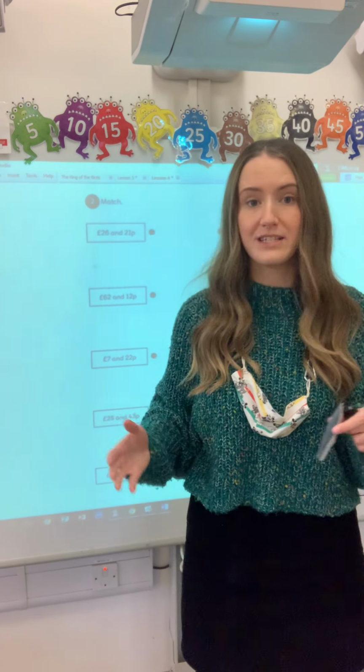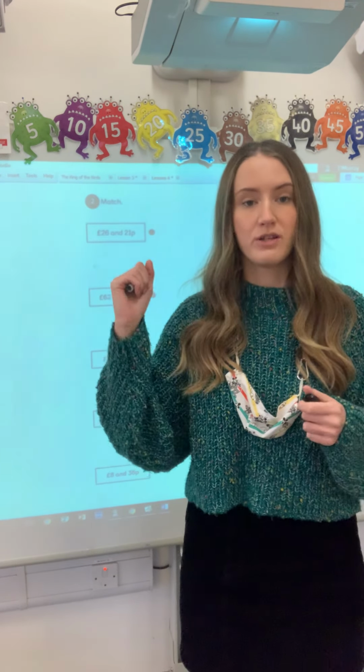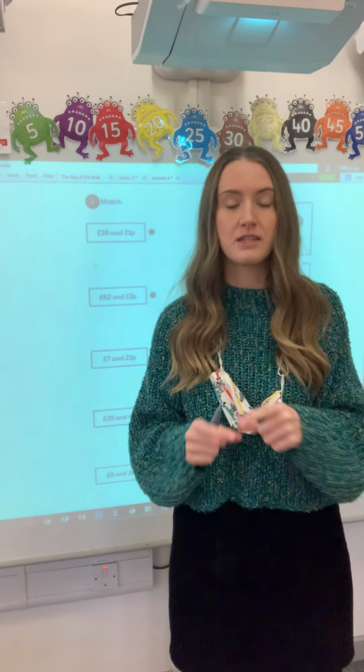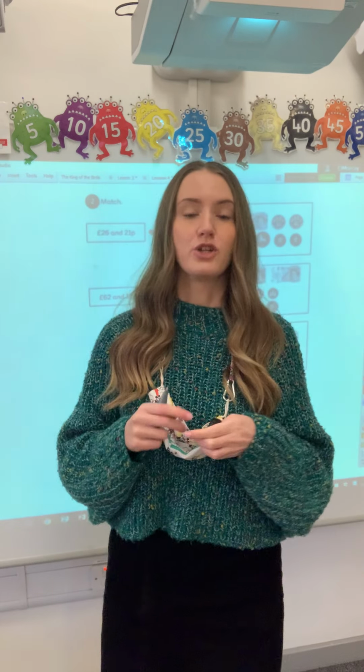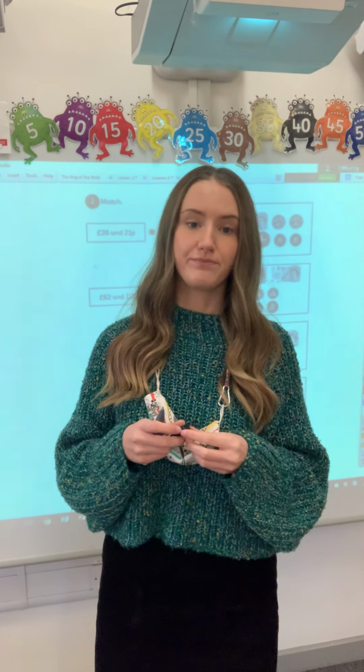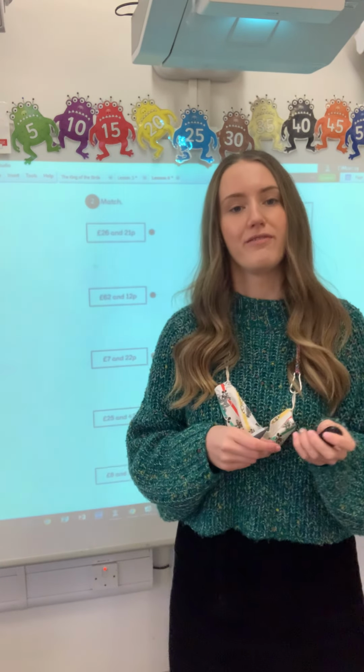If you do need more practice just counting money before you go into your workbook, you've got the paper coins and the paper notes. Just get an adult, whoever's with you, to make the amounts and you can practice counting them. Okay, please send photos in your portfolio. Thank you.